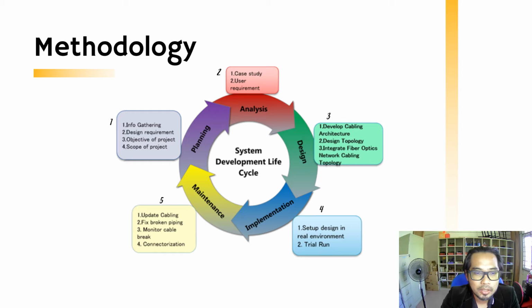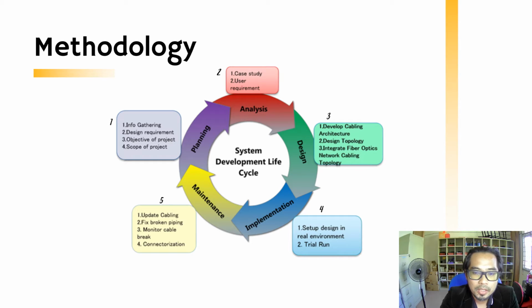The methodology used in this project is adapted from the SDLC, which is the System Development Life Cycle. We have five phases, and the first phase includes info gathering, design requirement, objective of the project, and scope of project. The second phase, which is analysis, includes the case study and user requirement.